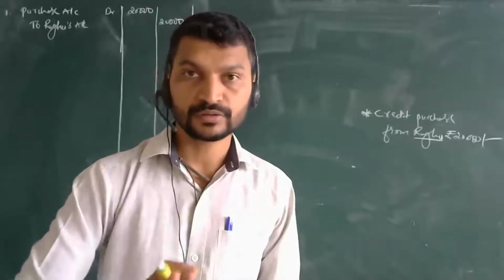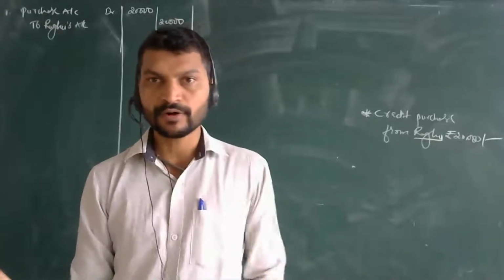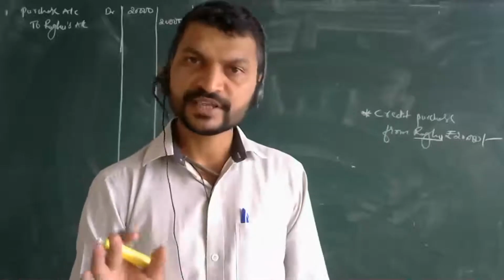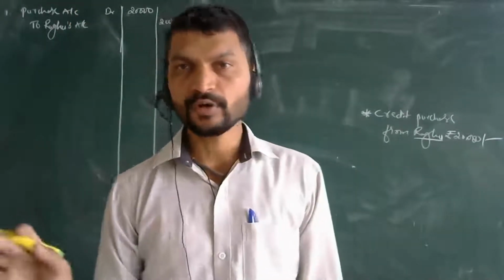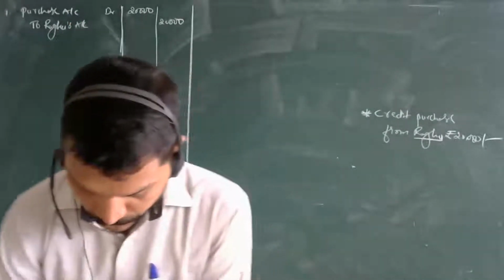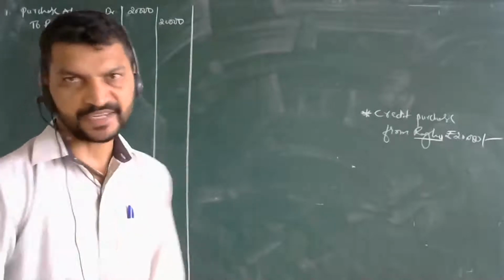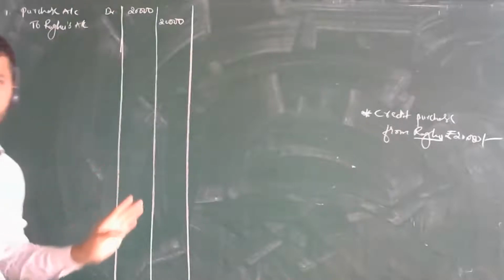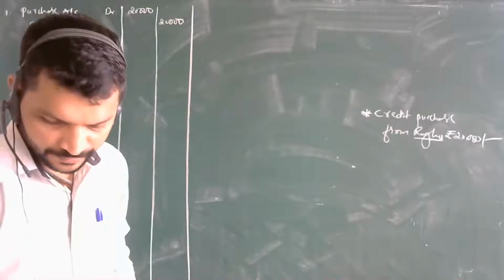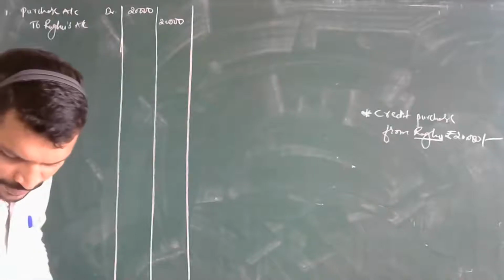It is not recorded, which means it is an error of omission, complete omission. Got the idea? Here we have totally not recorded the entry, so it is omitted. The error of omission has taken place and it is completely not recorded. So now it is corrected. How is it corrected? Purchase account debit to Raghu's account. If you make that, that will be the correct entry.